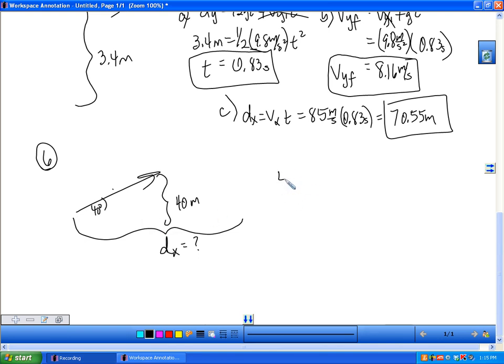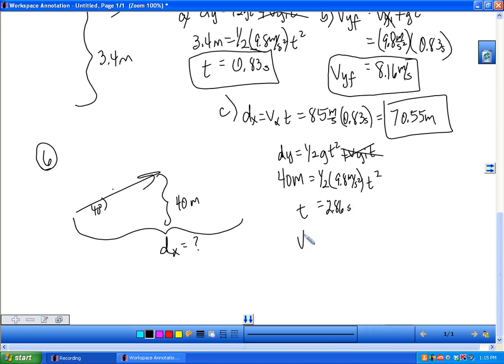But what will work is I can say 40 meters, dy, equals 1/2 gt squared plus Vyi t. Now, I don't have any idea what Vyi is, but if I take it on the way down and talk about it falling, I can let that be 0, and my life is so much easier. Gravity is 9.8 times t squared. So when I did that, I got t to be 2.86 seconds.